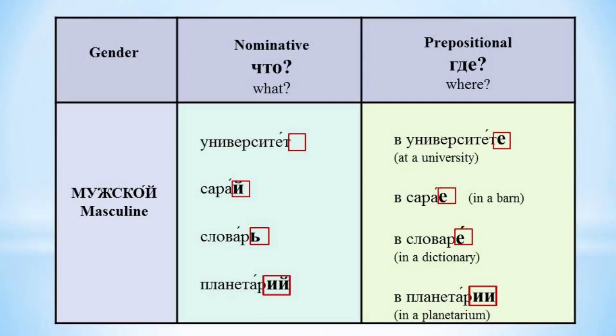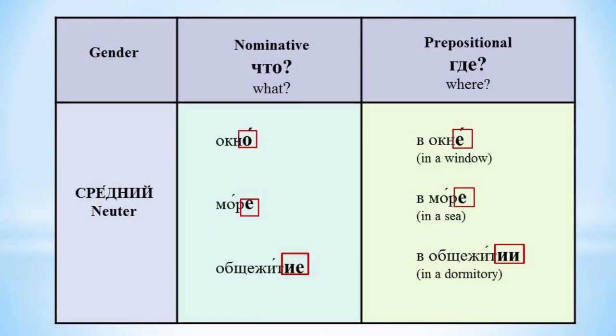And one more example of a masculine noun, планетарий. You can see that this word ends with two letters, «ий». I want to pay your attention to this because a lot of people make mistakes here because it's really tricky. In this case, we remove these two letters, «ий», and we put another letter, «и». So we have планетарий and в планетарии.